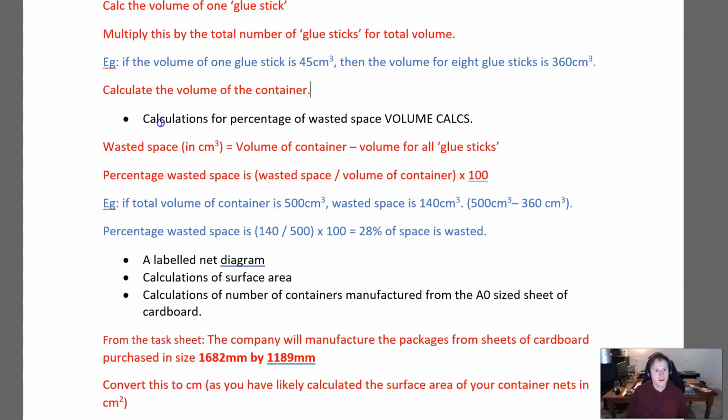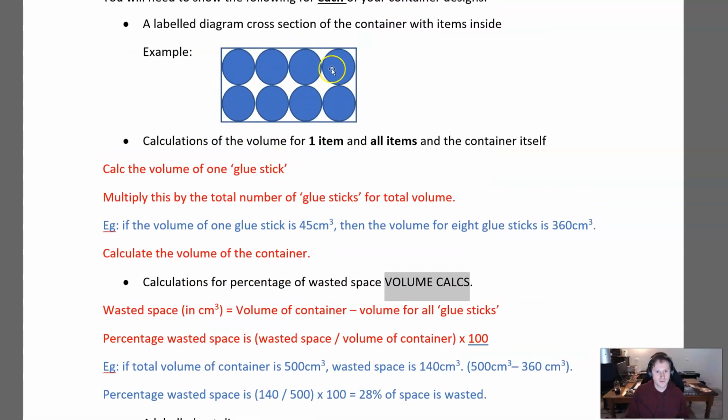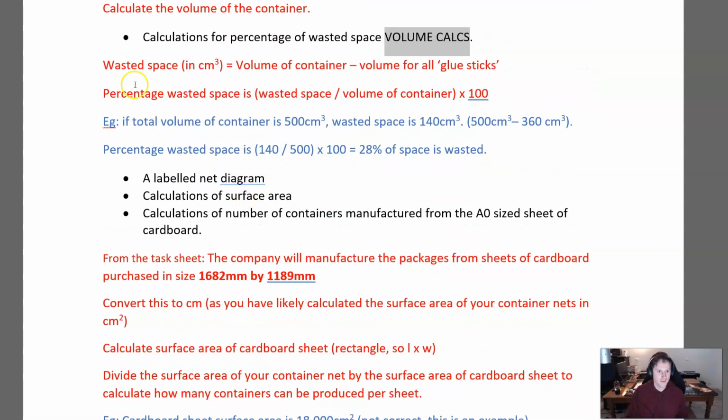All right. So next, for each of your containers, you need to calculate the percentage of wasted space. Now this is figured out using your volume calculations, all right? So think of it as you've got your container, you've got your glue sticks inside. The wasted space would be these white gaps here. So space inside the container that's not taken up by the items. So to get that, to get your wasted space in centimeters cubed, you have the volume of your container, subtract the volume for all of the items, the glue sticks, okay?